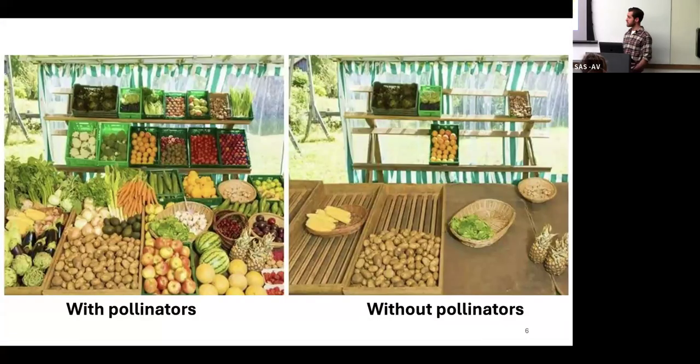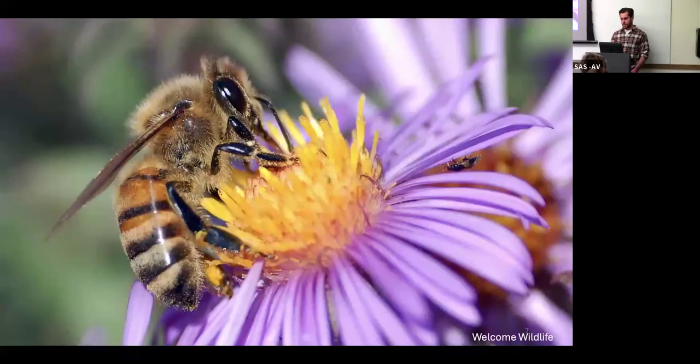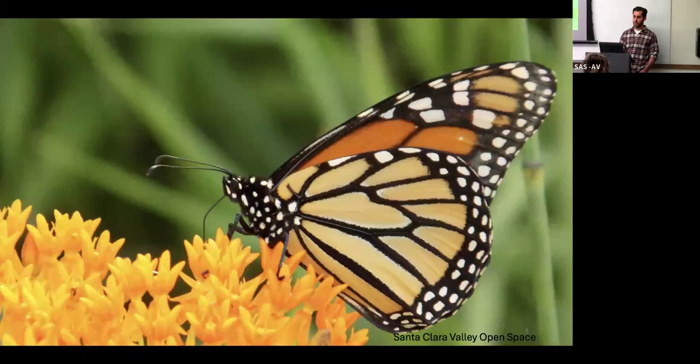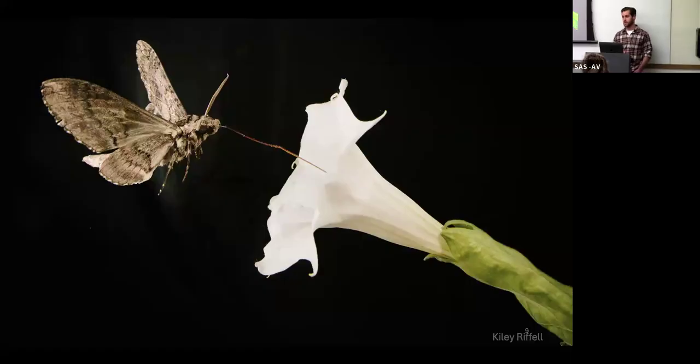So this is perhaps what a farmer's market may look like with and without pollinators. We would lose many of our favorite fruits and vegetables. Now, when you hear the word pollinator, my guess is that this is probably the first thing that comes to mind for a lot of people, or maybe this. But if I had to guess, I don't think that moths are probably one of the first things that most people think about when they think about pollinators.